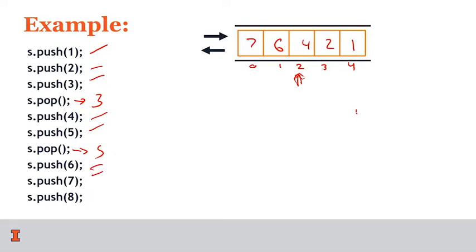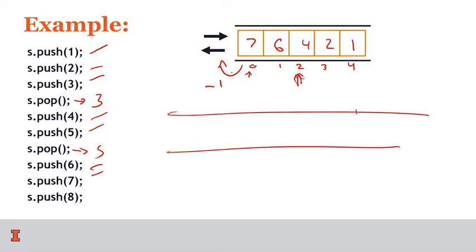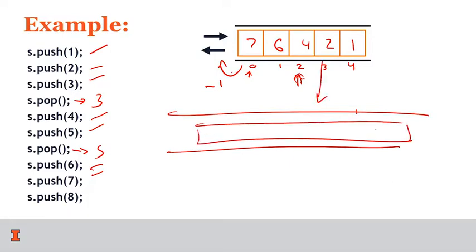So since we're out of space, we know we're out of space because the next insert location is going to be effectively -1. We don't have an index at -1. So instead, we're going to need to expand this array. What we'll simply do is double the size. So we'll create an array with 10 indices and copy over the data.